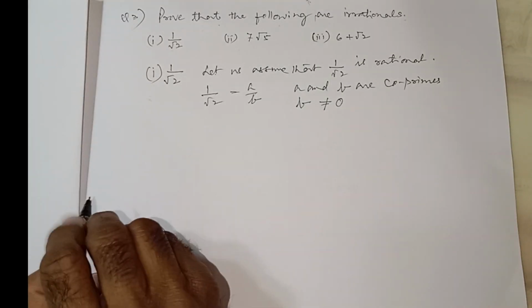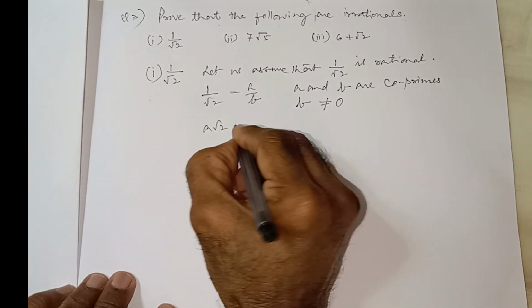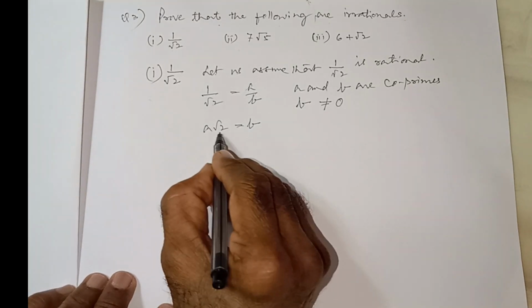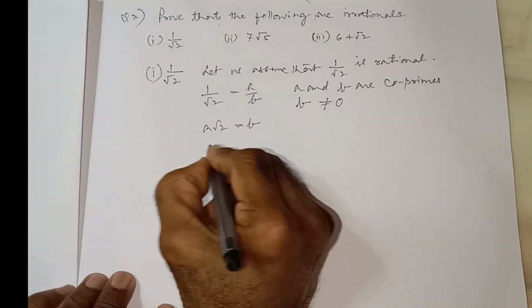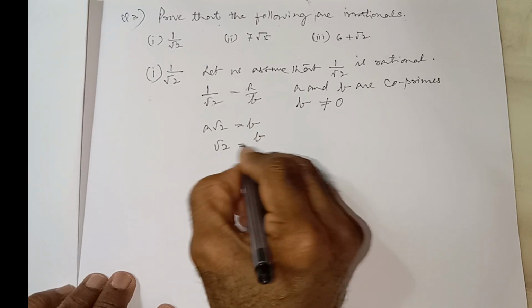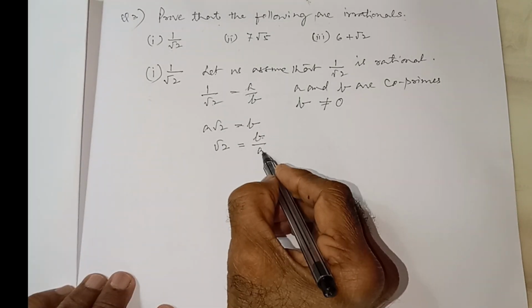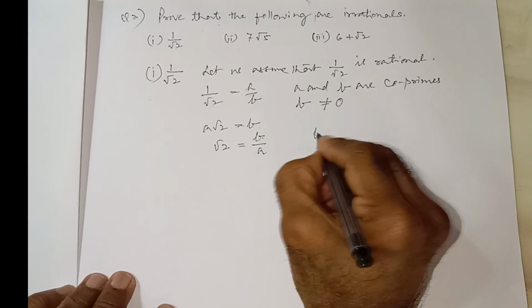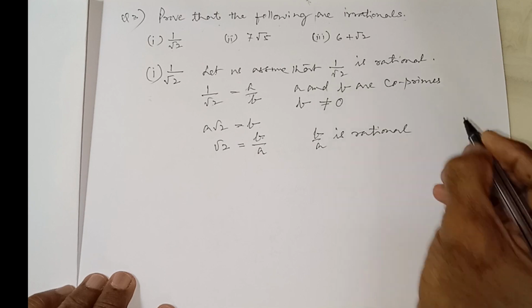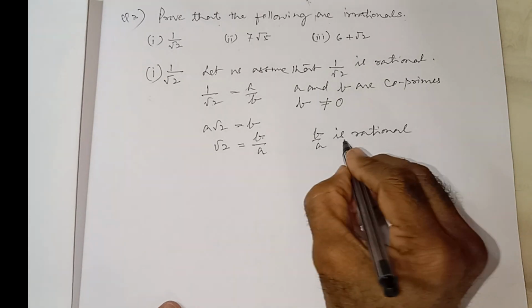Now we simplify by cross multiplication. a root 2 equals b. a is multiplied with root 2, that is a root 2 equals b into 1, which is b. Now root 2 will remain on the LHS, and a takes the denominator place. Root 2 becomes b by a. We know that b by a is rational because b and a are integers. That is why it is rational.